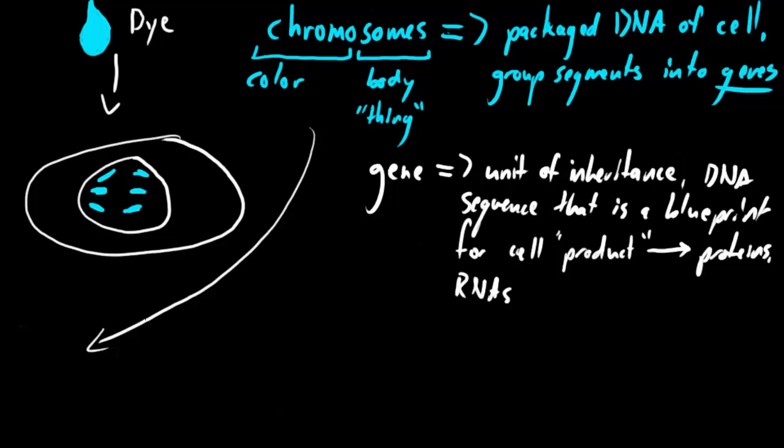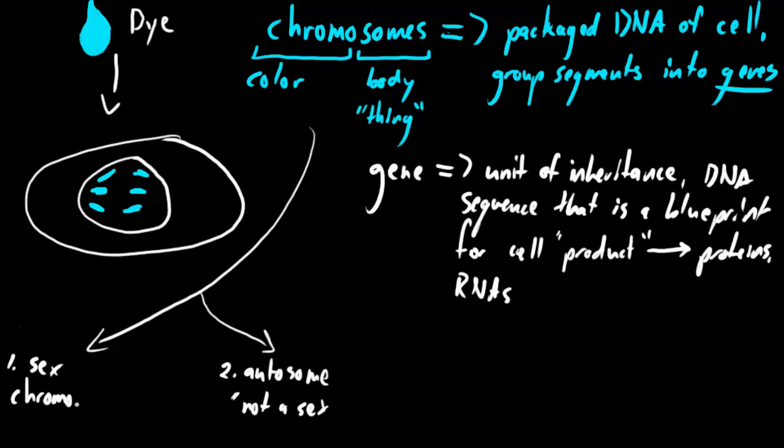Chromosomes themselves can be classified into two different types. One, you can have sex chromosomes. I'm going to abbreviate chromosomes as chromo here to save space. So sex chromosomes are the chromosomes that contain the genes that determine biological sex. And the other type of chromosome that you can have is an autosome. An autosome is simply a chromosome that is not a sex chromosome.